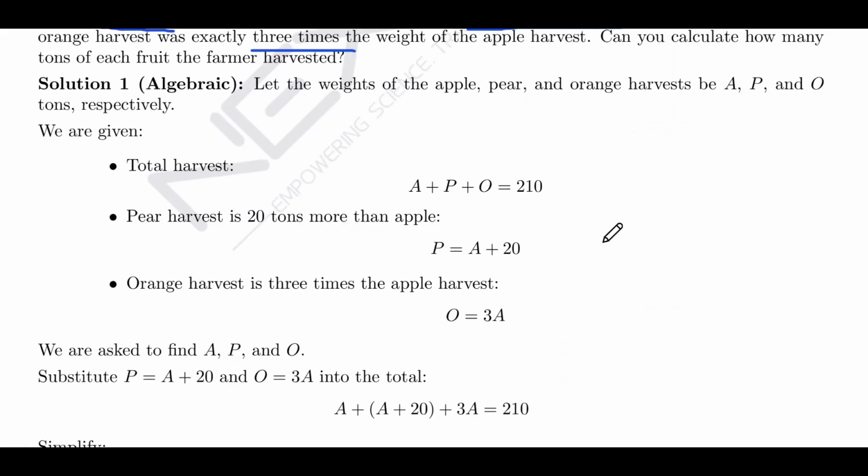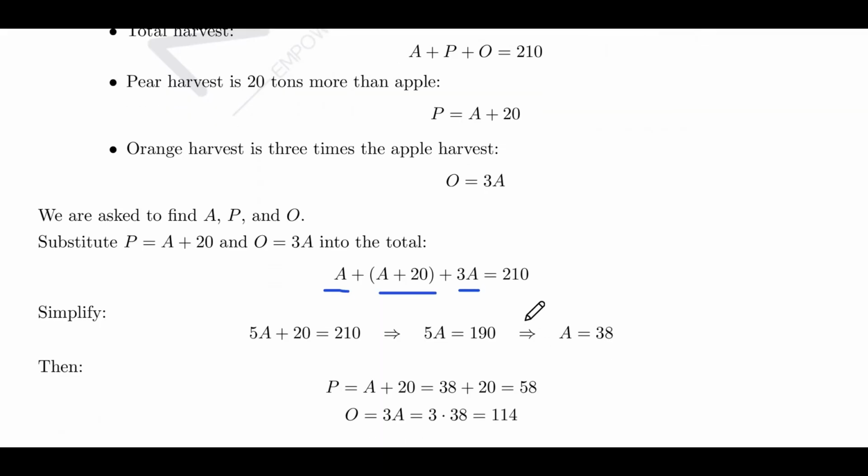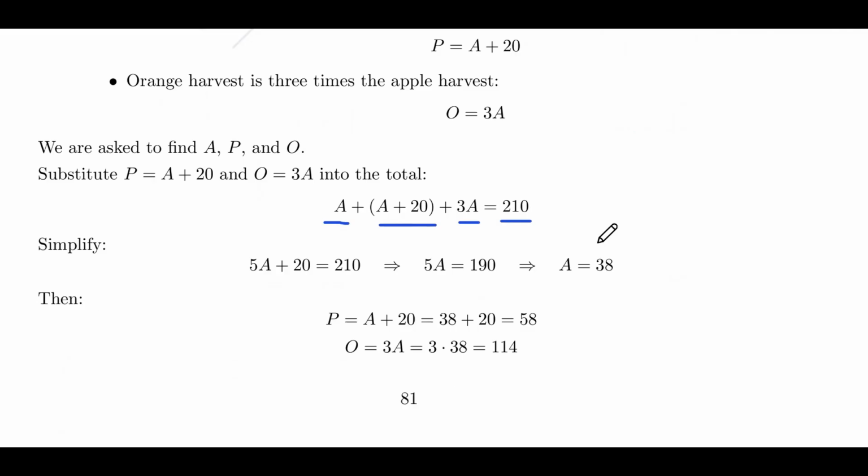Since everything is compared to the apples, we will treat the apple harvest as our base unit, or 1 share. So, we have 1 share for the apples. The oranges are 3 times that, so they are 3 shares. The pears are 1 share plus an extra 20 tons. If we combine all of these, we have 5 shares in total, plus that extra 20 tons. We know this equals 210 tons.